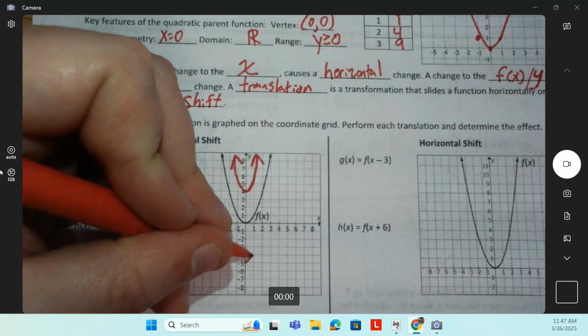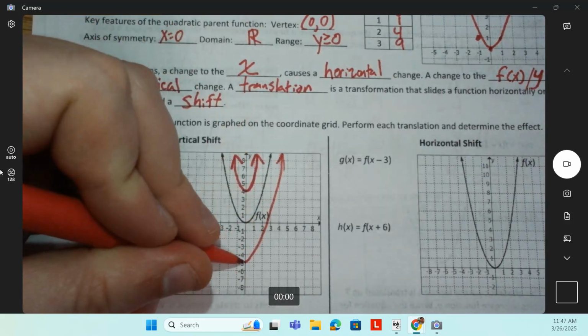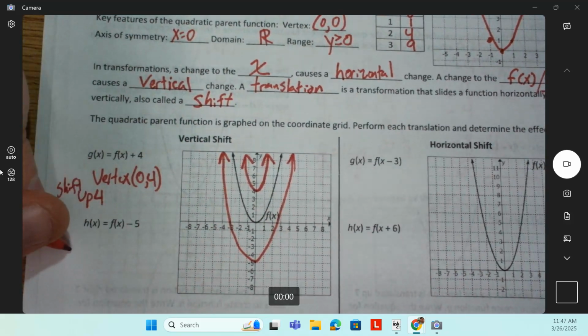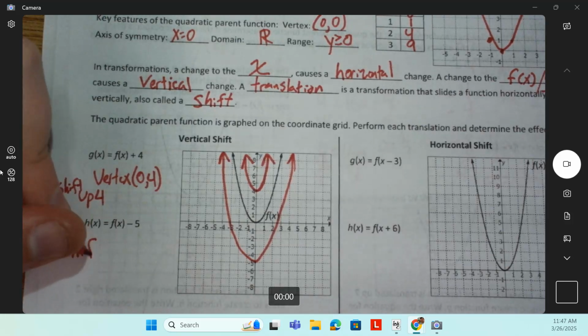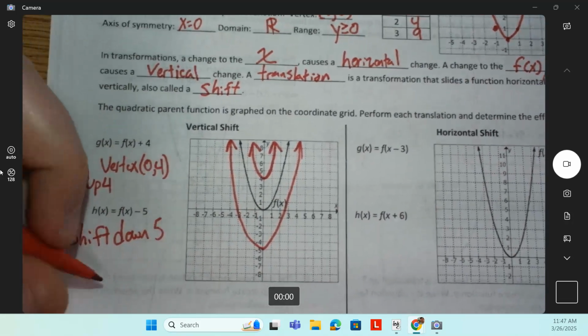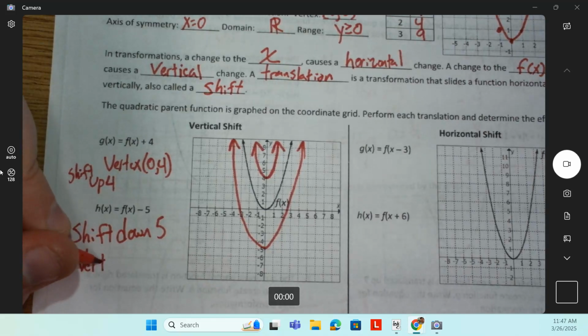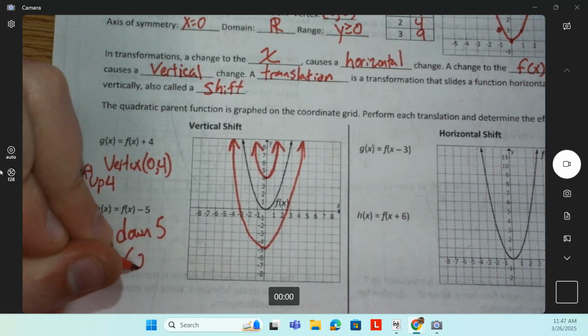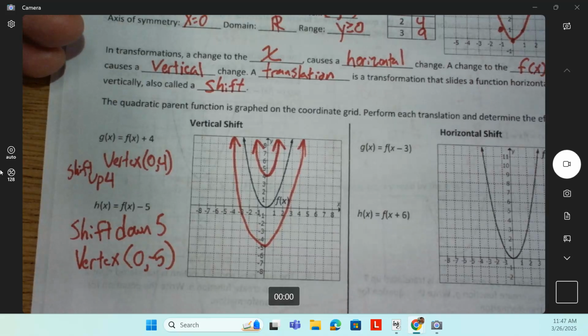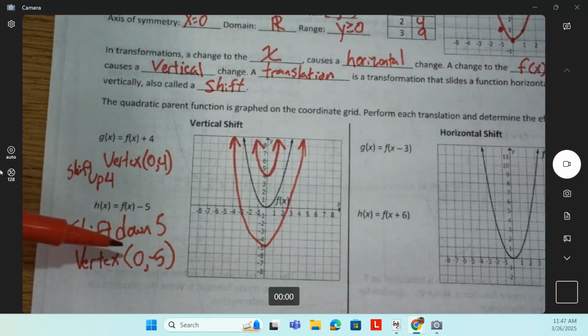-5, that would move it down 5. And so shift down 5. So the vertex is now 0, -5. And that would change my range as well, for it to be y is greater than or equal to -5.